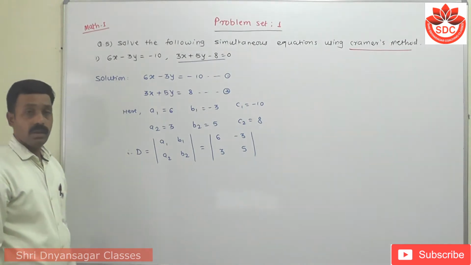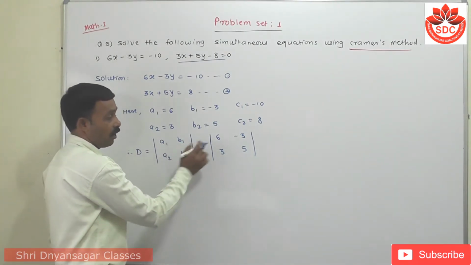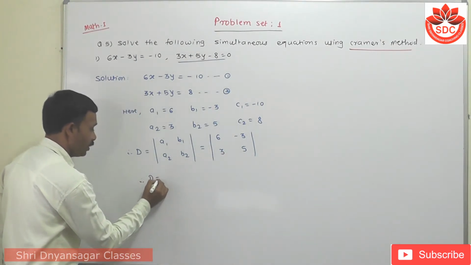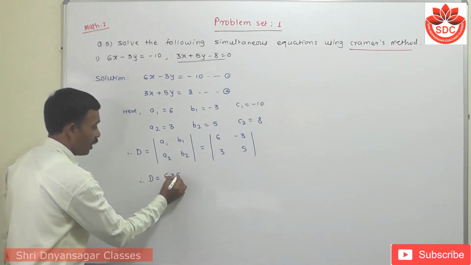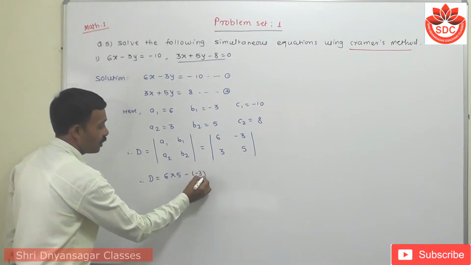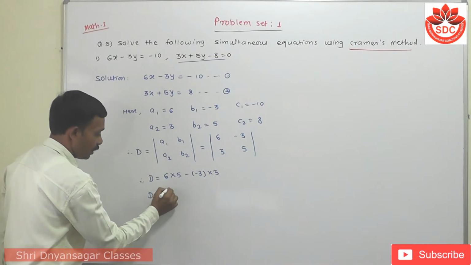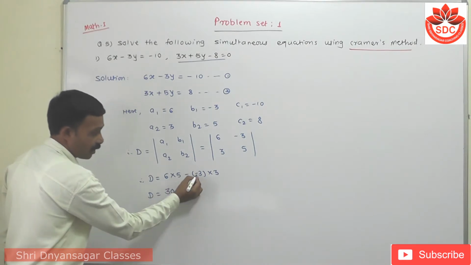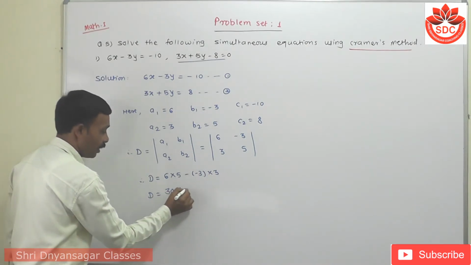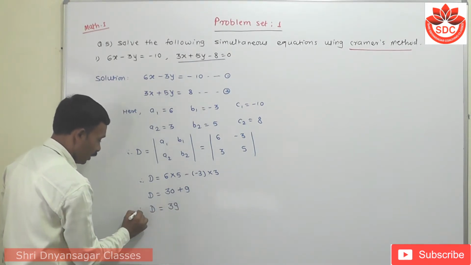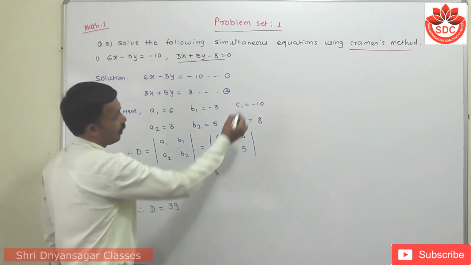Now we know the rule to find out the value of the determinant. First always take this cross product, so that d is equal to 6 into 5 minus 3 into 3. Then this product: 6 fives are 30, minus minus 3 threes is 9. Means the value of d is equal to how much? 39. This is the value of determinant d.